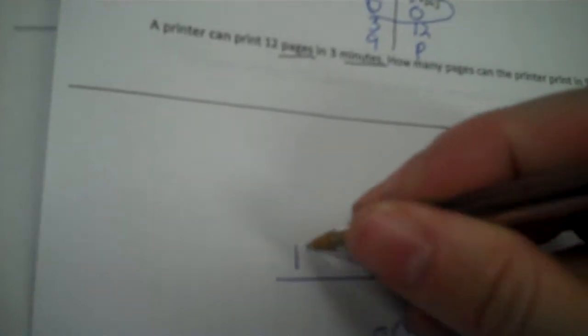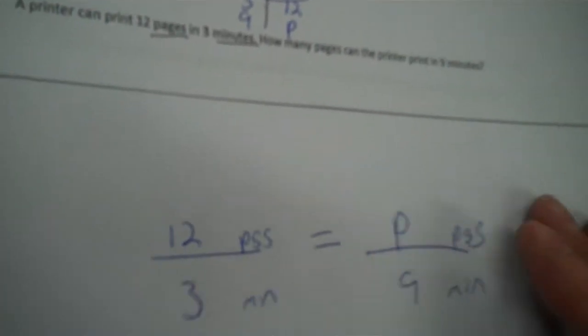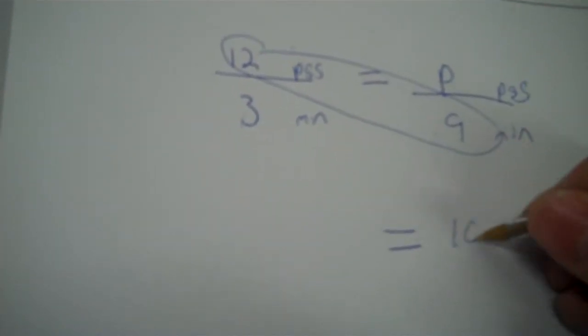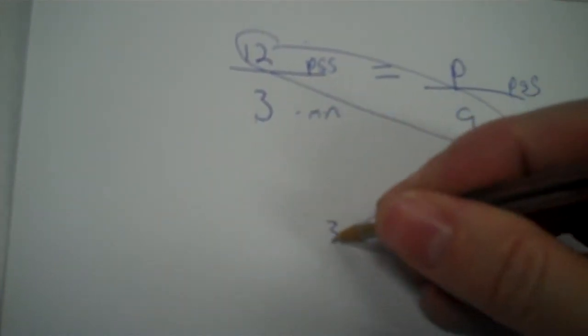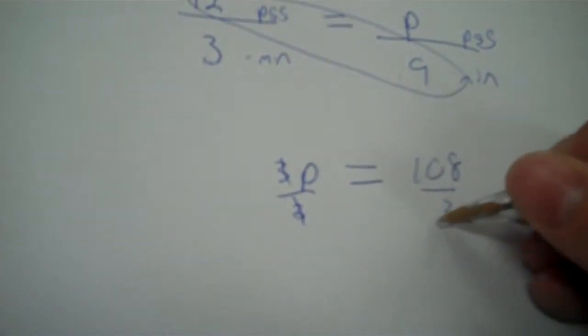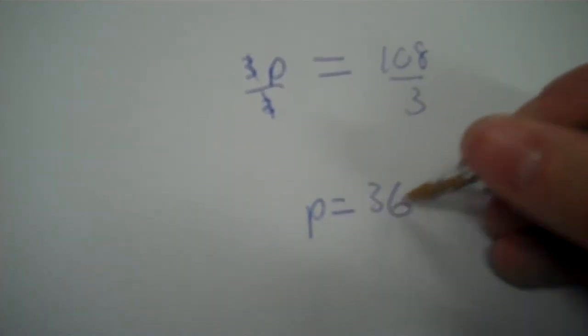Okay, so 12 pages, 3 minutes. And 9 minutes, but I don't know how many pages, so I put P. Okay. Cross multiply. Multiply your diagonals. 12 times 9 is 108, and then 3 times P is 3P. And then we can divide both of them by 3. Okay, 108 divided by 3 is 36, so you can do 36 pages within 9 minutes.